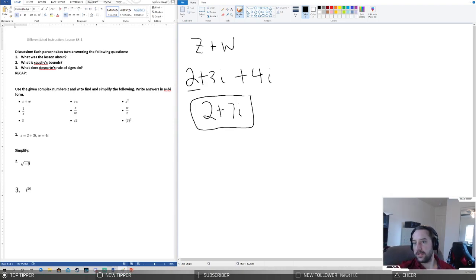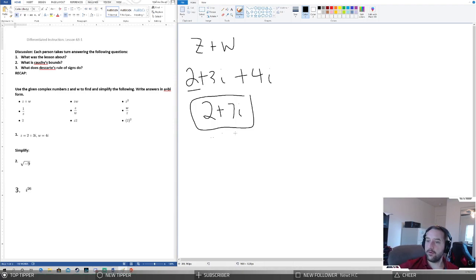Now, is it in the a plus bi form? The answer is yes. That's a plus bi. Now, sometimes we can get a negative, right? What if this said 2 minus 7i? And the question is, is it still in the a plus bi form? The answer is yes, because b can be negative. And so if b was negative, that's why it would be a minus bi.